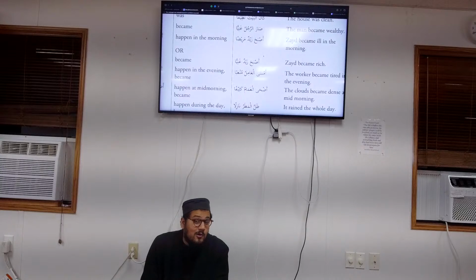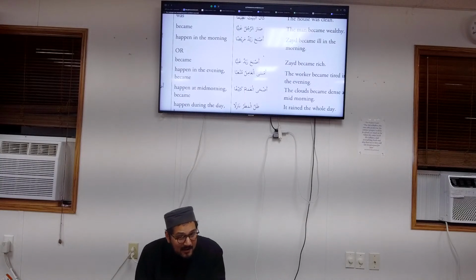So consider the example that they've given. The example they gave is sara ar-rajulu ghaniyan. Sara means became, so sara ar-rajulu ghaniyan means the man became wealthy. That sounds like it's in the past tense, right? But what is the difference between sara ar-rajulu ghaniyan and kana ar-rajulu ghaniyan? The man became versus the man was. So what's the difference there?